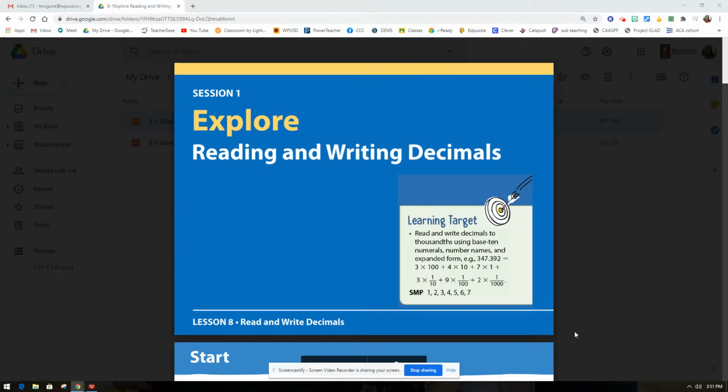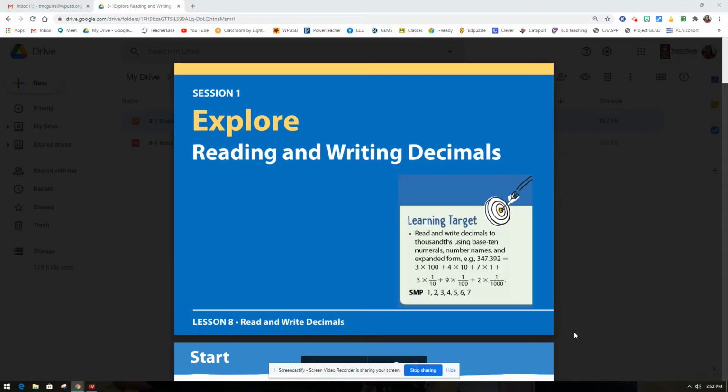Hi, today we're going to be doing Lesson 8, Session 1, and this is our first session in reading and writing decimals. Today we'll take what we know about decimals and place value and use that to explore the correct way to read decimals. We're going to be working in our Ready Math workbook on pages 145 through 148.